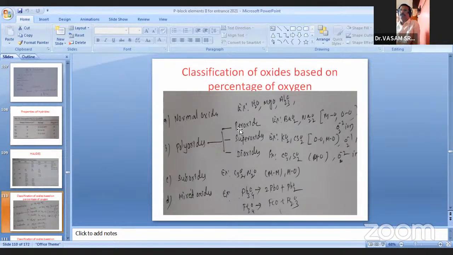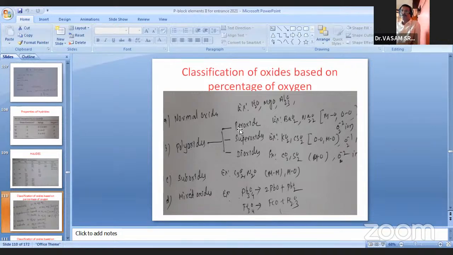You come to poly. Poly means many. So the polyoxide is further classified into 3 types. The polyoxide is again classified into 3 types. They are peroxide, superoxide, and dioxide.